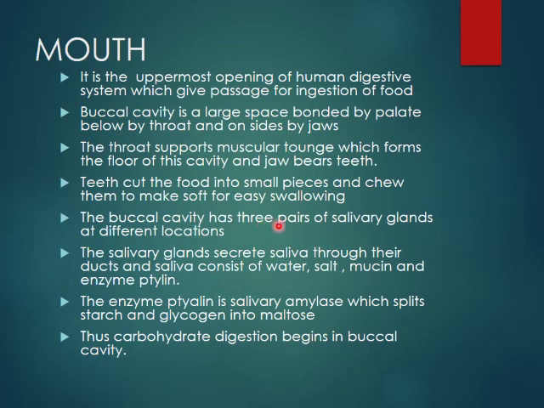The buccal cavity has three pairs of salivary glands. I have shown you the three different locations. The salivary glands secrete saliva through their ducts. Duct means tube-like structures. Saliva consists of water, salt, mucin and the enzyme ptyalin. Ptyalin is another name for salivary amylase, which splits starch and glycogen into maltose. Maltose is a form of sugar. Thus, carbohydrate digestion begins in the buccal cavity. So, this is for today and we will continue in the next class.